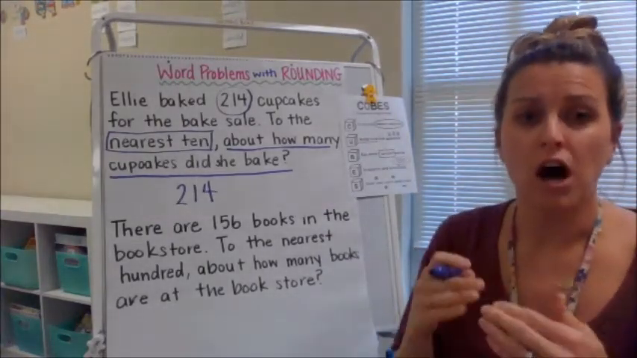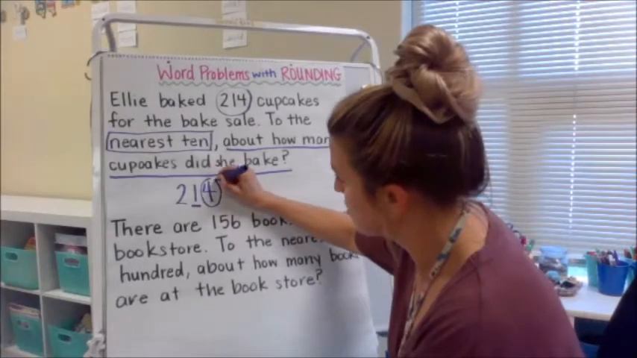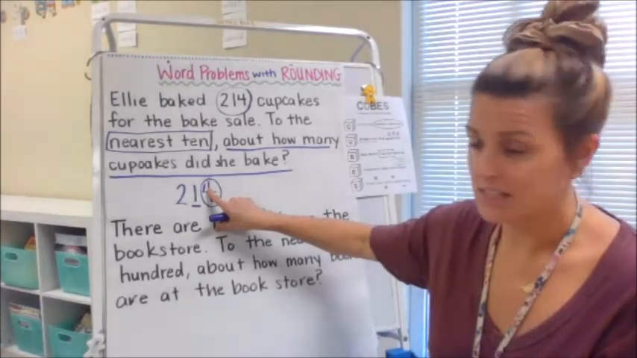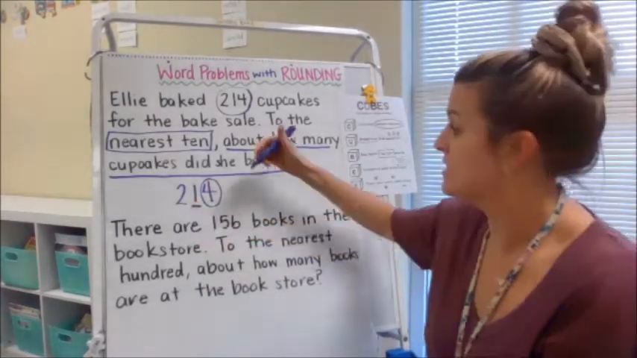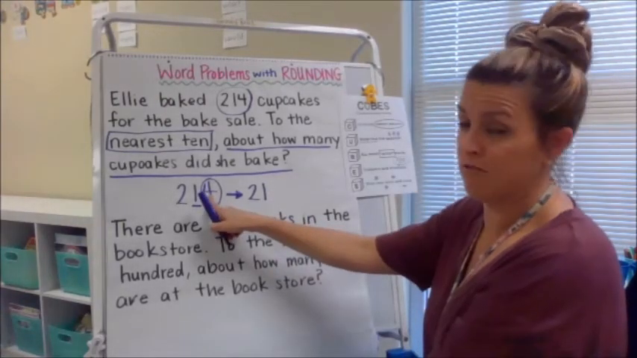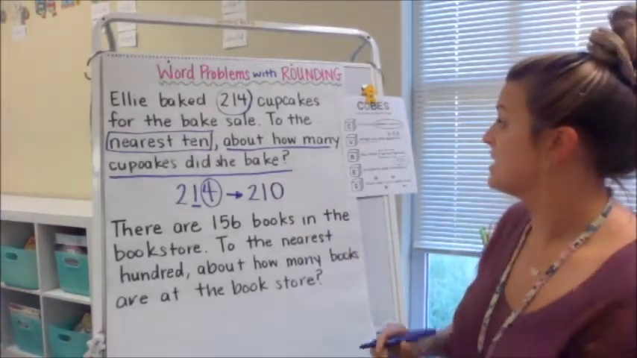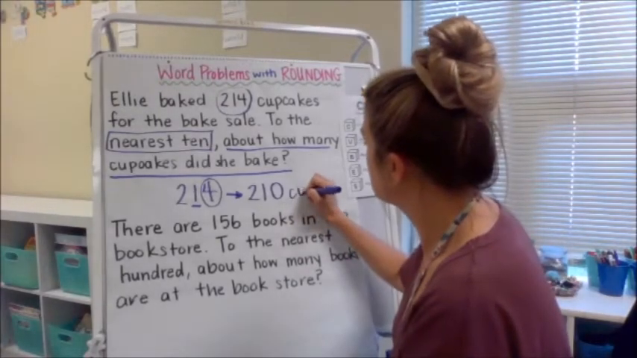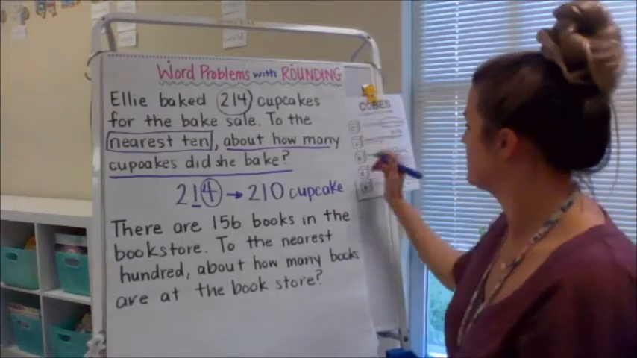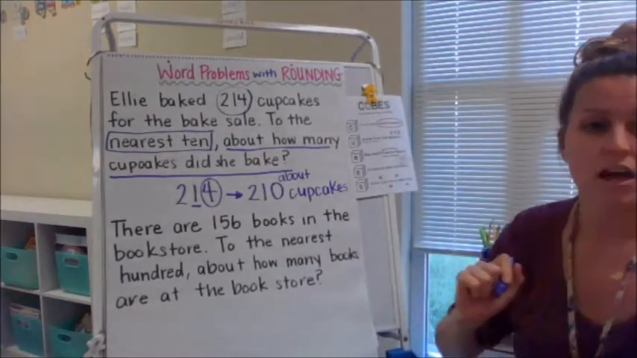So I am going to underline the place that I'm rounding to, which is the tens place. I circle my number to the right, and then I say to myself, 4 or less, let it rest. So that tells me this one is going to stay the same. We're letting it rest. So my 2 stays the same. My 1 stays the same because my 4 is 4 or less. And then all my numbers to the right turn to zeros. So the answer is about 210 cupcakes. All right. Oops, let me put my S there. And I can put my about at the top. About 210 cupcakes.